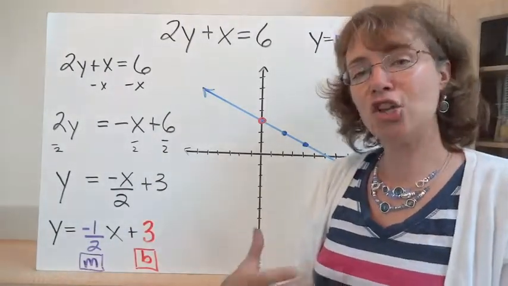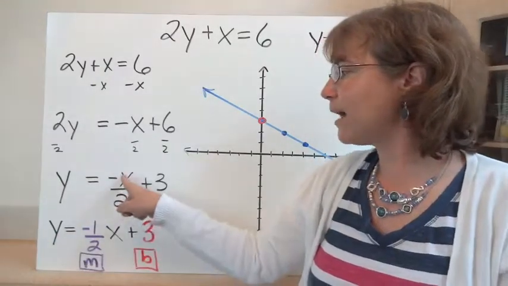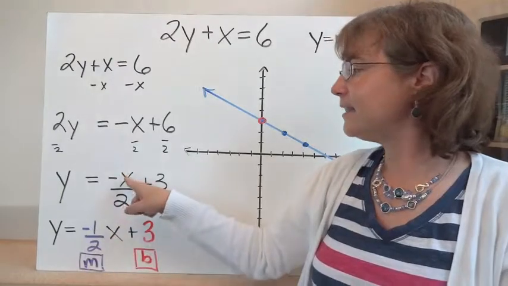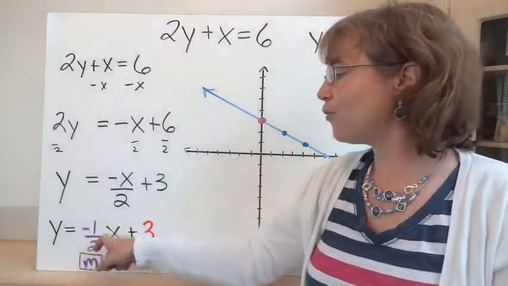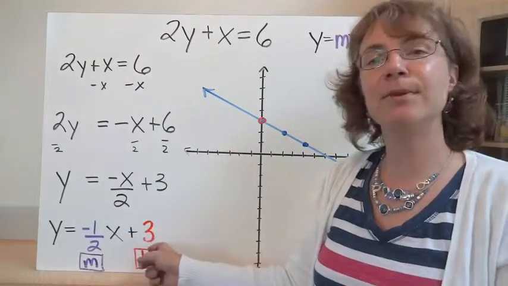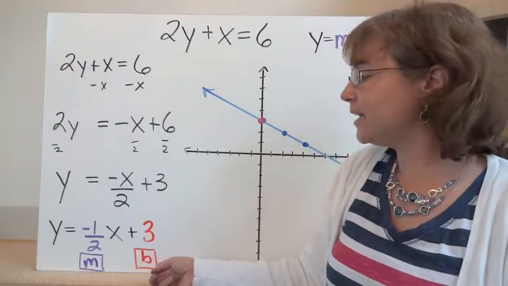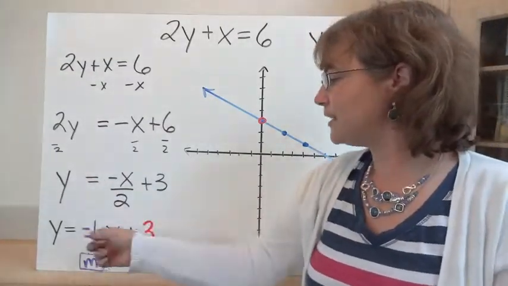So now it looks a lot like my slope-intercept form, and I can use that. I can rewrite this as y equals -1/2 x. This -x right here is really just a -1x. So -1/2 x plus 3. Now I have my slope and I have my y-intercept, and it looks exactly like the Bob I know, and so we can graph this equation.